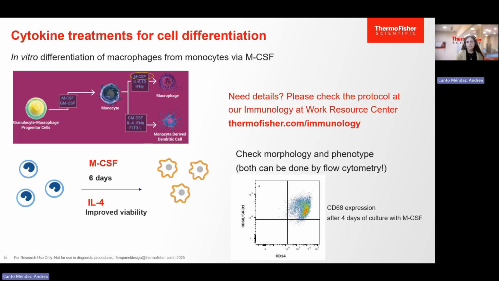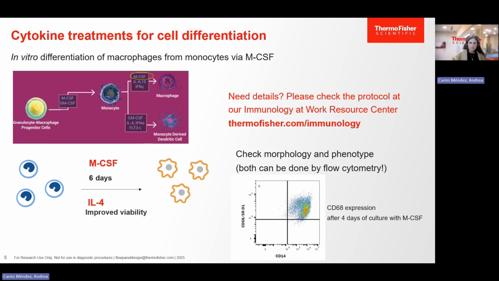To start, we wanted to bring up an example of using cytokines and other recombinant proteins to differentiate our cells. This is one of the protocols we have standardized at Thermo Fisher Scientific, which is the differentiation of monocytes to macrophages in culture using MCSF. Here at the top of the slide, you can see the role of MCSF in the global macrophage differentiation pathway, starting from progenitor cells and also from monocytes, as we will do in this particular protocol.